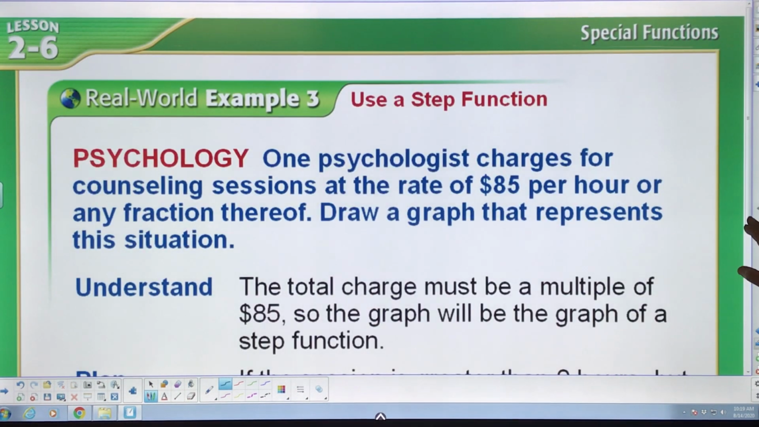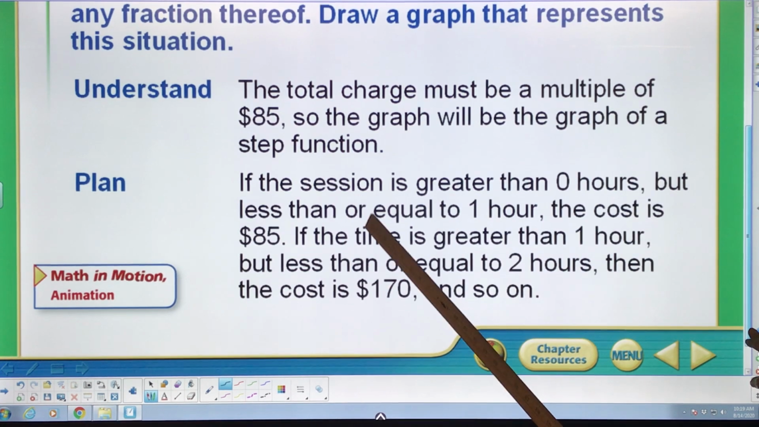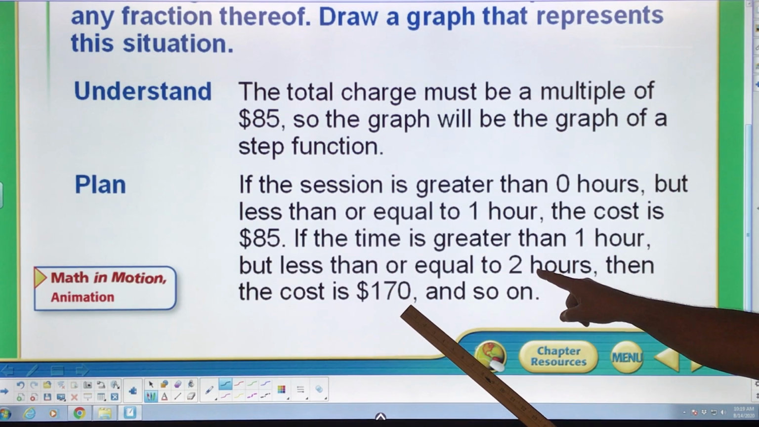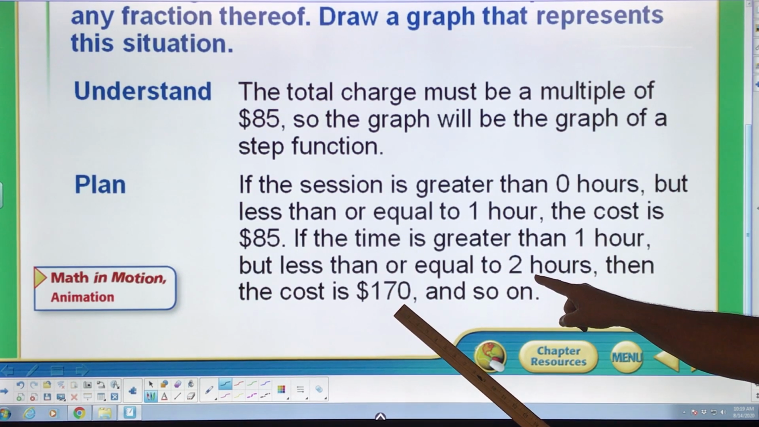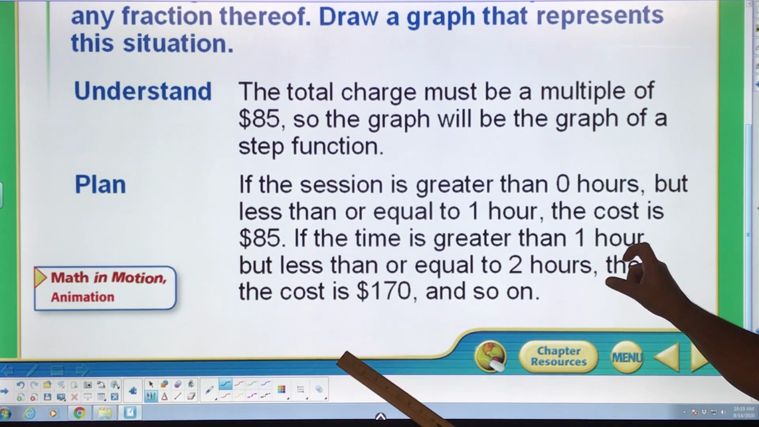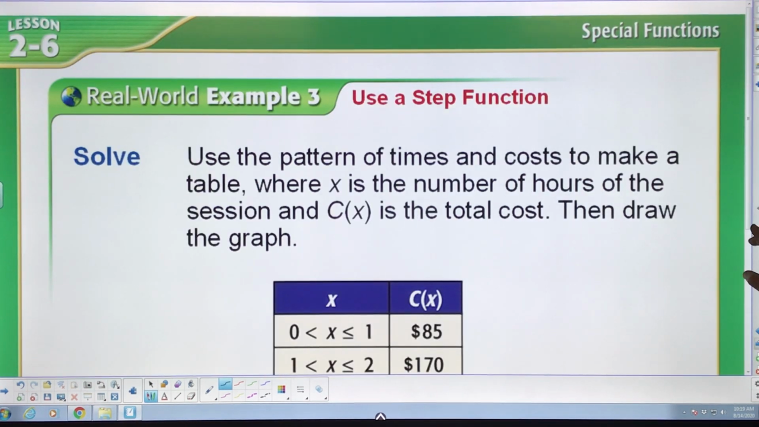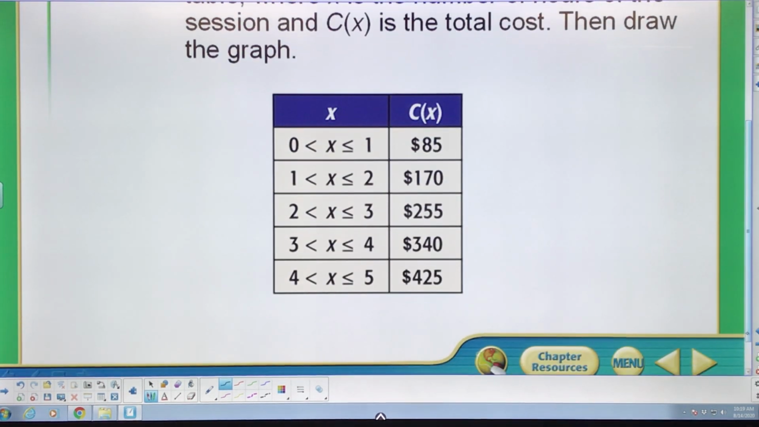So looking at that then, this is going to be a step function. So you can see what I said about the $170 if it's 2 hours or less than 2 hours, as long as it's more than 1 hour. So between 1 and 2 hours, it's $170. And so they developed this little X and Y thing that says anywhere from 0 to 1 hour is $85, anywhere from 1 to 2 hours is $170, and so on.